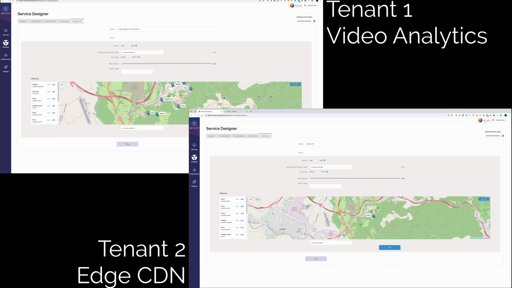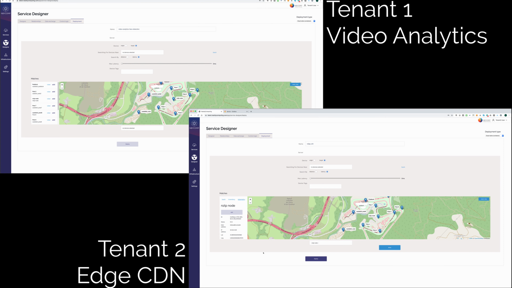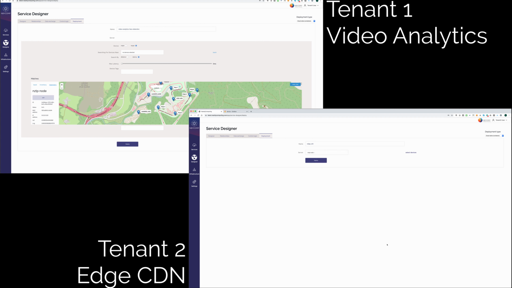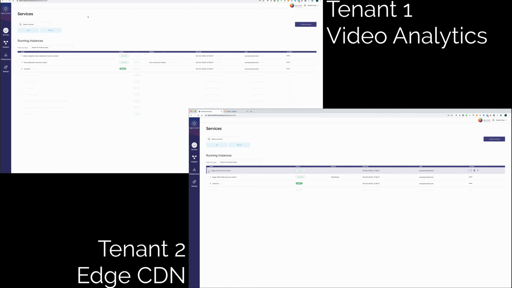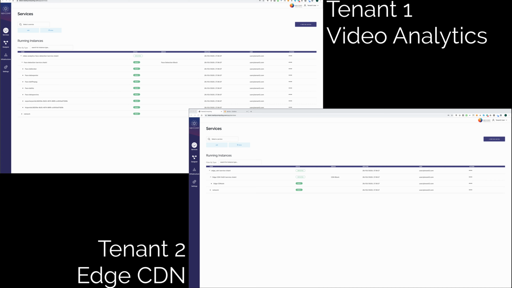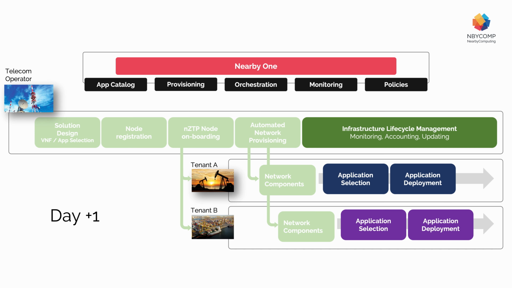Each tenant selects what node to use to deploy its services. In this case, both of them would be sharing a single box solution. That is the box where the telco previously deployed the Open RAN plus the EPC. Some minutes later, both services are up and running in this container-based solution.